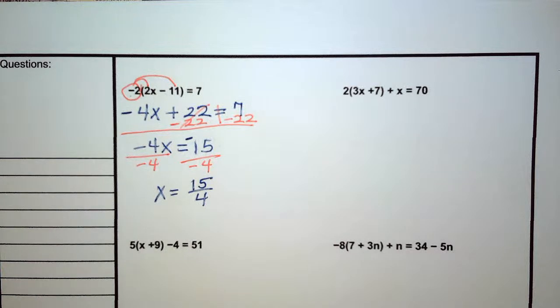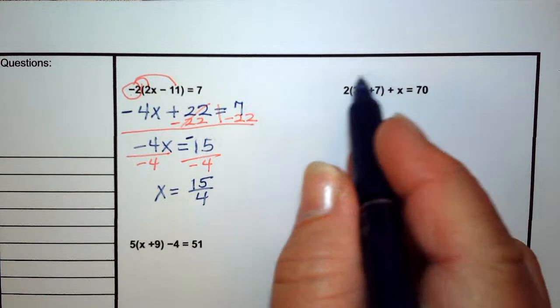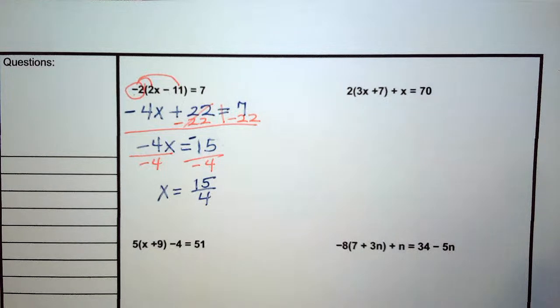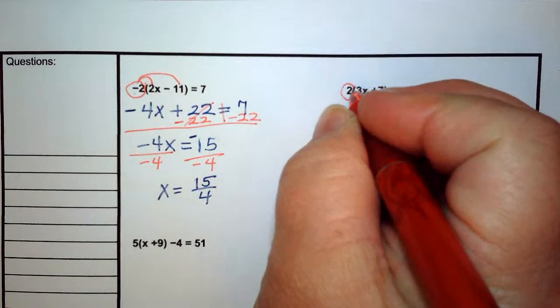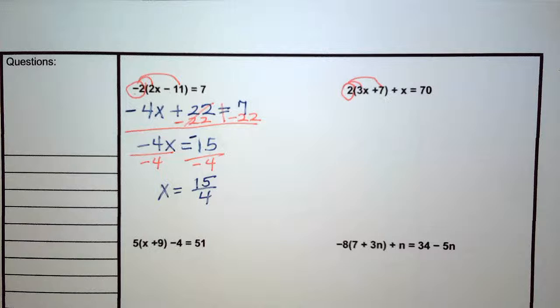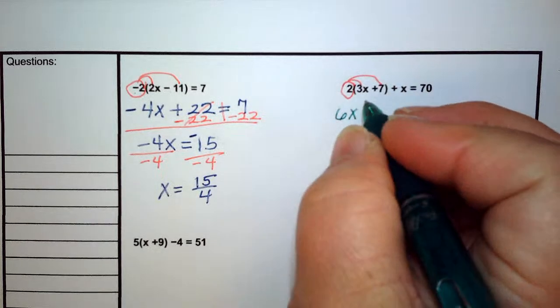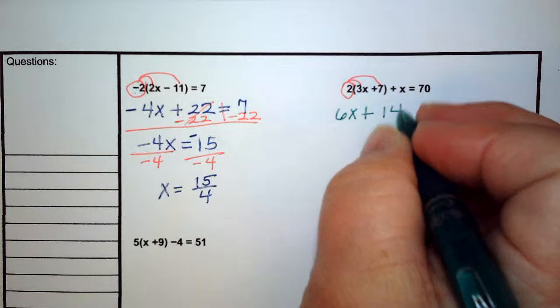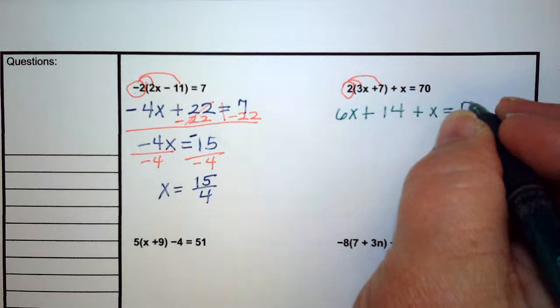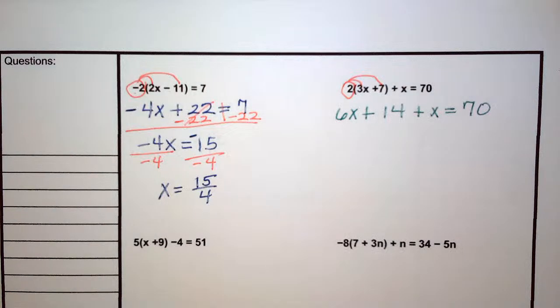Okay, now what happens if we've got other things besides the distributive property there? Well, we do the distributive property first because of order of operations. Then we combine our like terms. So this is where the multi-step equations come in. I'm going to multiply everything by 2. I have 2 times 3x is 6x, plus 2 times 7 is 14, plus x is equal to 70. Now, we will combine our like terms.